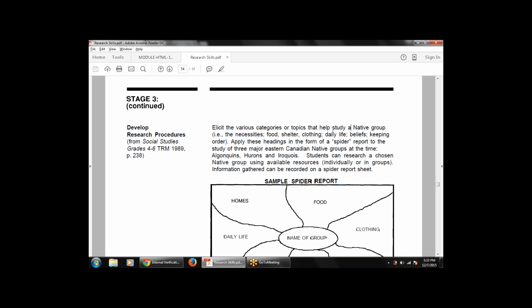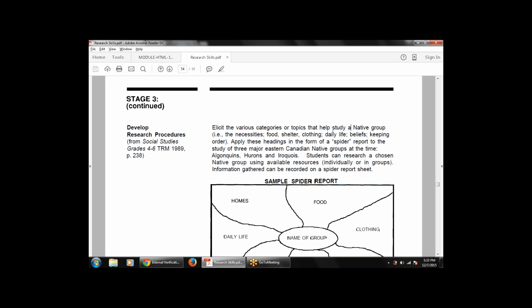Then apply these headings in the form of a spider. That means applying these main headings, these categories, in the form of a spider, with dotted arrows. And after applying these headings in the form of a spider, report on the study of the three main Eastern Canadian native groups at that time, that is the Algonquian, Huron, and the Iroquois. And students can research a chosen native group using available resources. So it depends on the student to choose the native group out of the available groups.